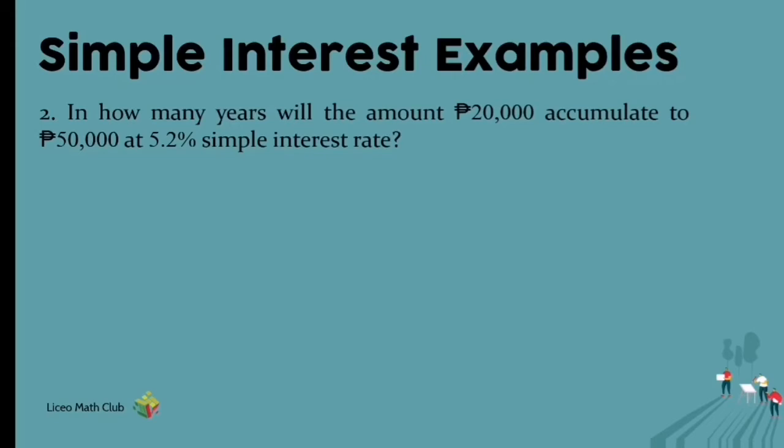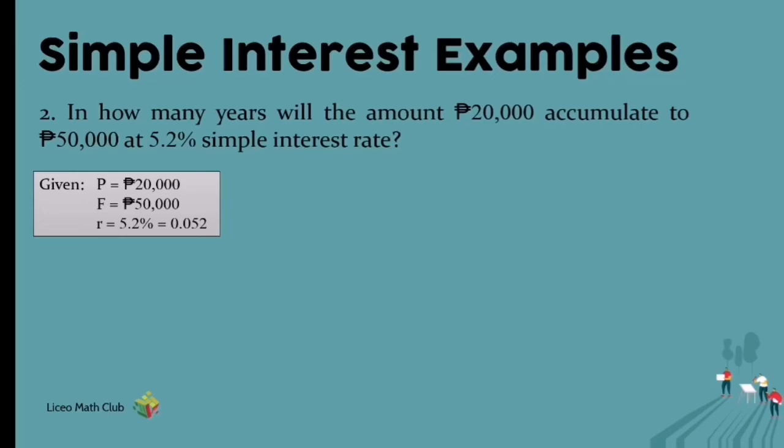In how many years will the amount 20,000 pesos accumulate to 50,000 pesos at 5.2% simple interest rate? Same step-by-step process from our first example. First, let's look for our given. 20,000 pesos is our principal, 50,000 pesos is our future value, because in the example, it is said that 20,000 pesos accumulate to 50,000 pesos. The words "accumulate to" make the 50,000 pesos our future value.